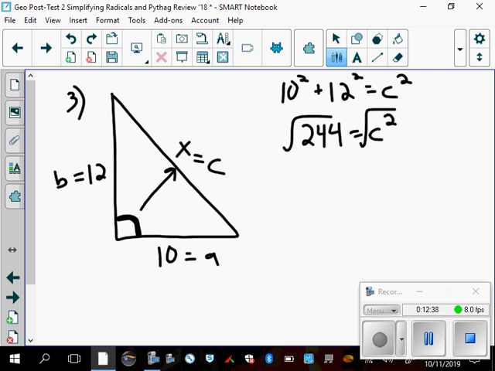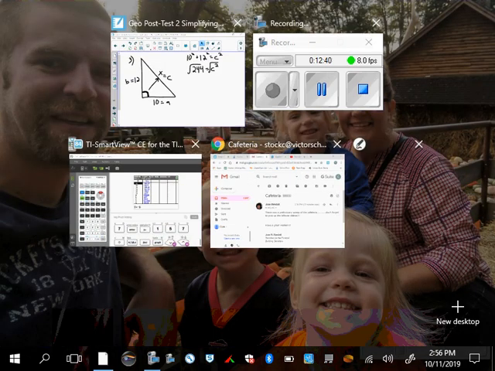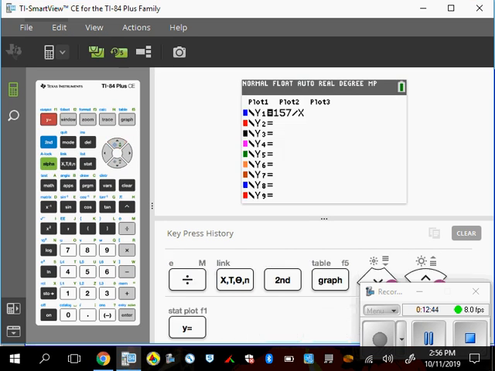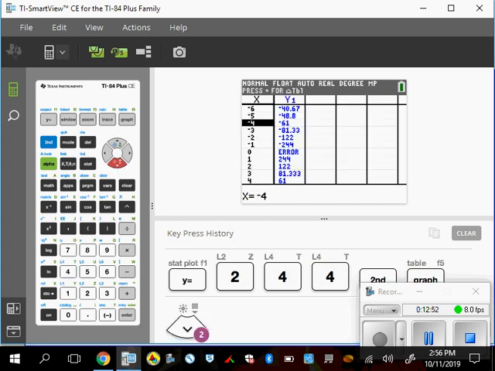Again, when the numbers get bigger, I would go to your calculator. I'd go into y equals. I'd put 244 divided by x. Second graph. This is going to give me a list of the values that go into it. So I've got 2 and 122, 4 and 61, and then that's about it. I could keep scrolling, but I've got a bunch of decimals here.